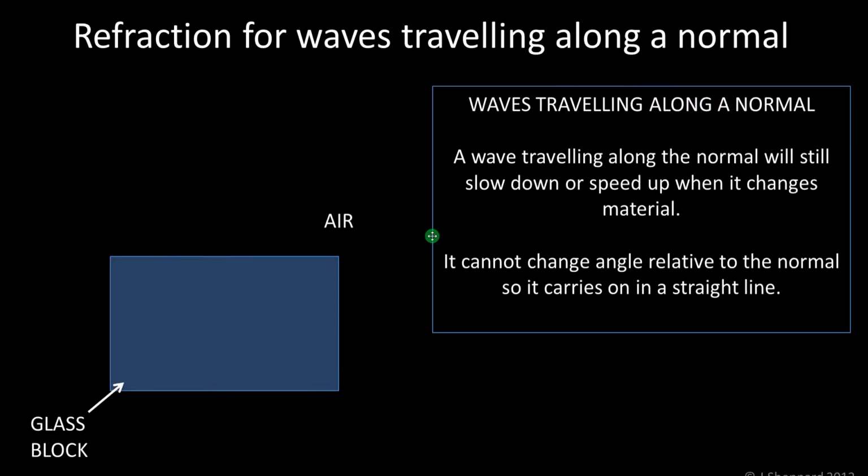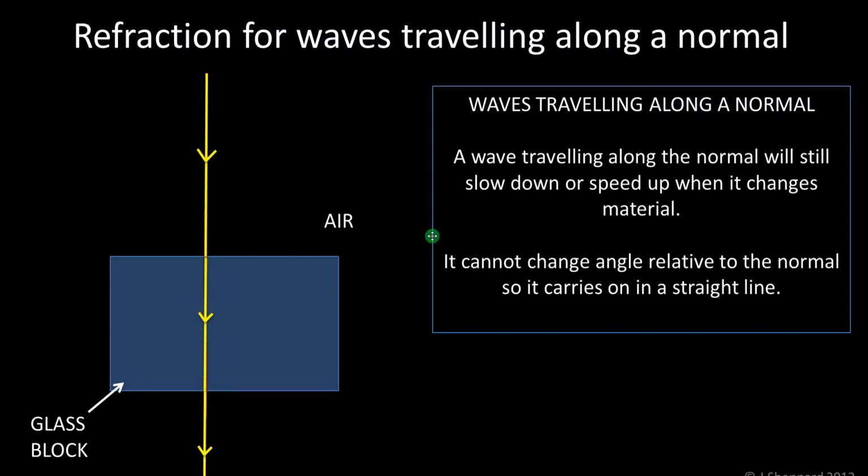So one other special point to note is the ray that we saw initially was not travelling along the normal. But if you do have a wave travelling along the normal, you still get the slowing down, you still get the decrease in wavelength, but it can't really change direction because it can't get any closer to the normal. So that ray keeps going along the normal line, and it'll come out the other side and stay along the normal the whole way. The slowing down and the shortening of the wavelength both still happen. Okay, but you can't change the direction if you're travelling along the normal.